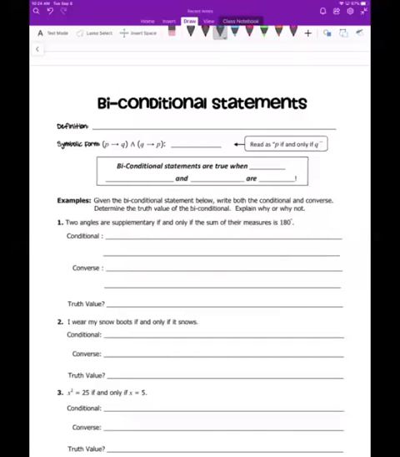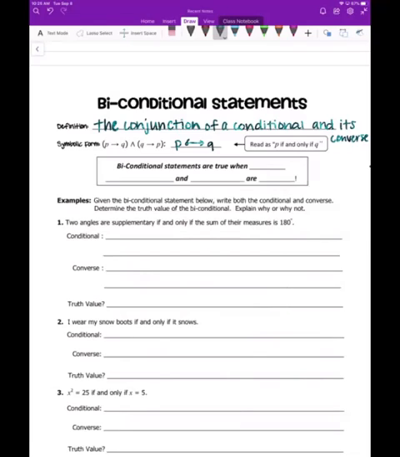All right, you guys, so we are going to talk about biconditional statements today. So a biconditional statement is the conjunction of a conditional and its converse. Okay, so in symbolic form, we write this as P if and only if Q. So this arrow in the middle that goes both ways means if and only if.